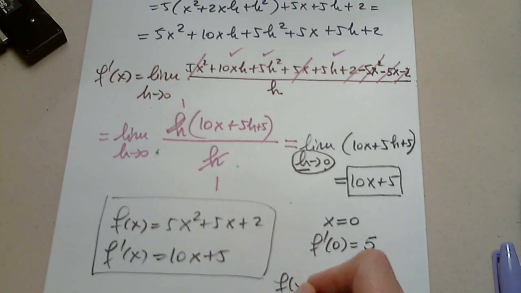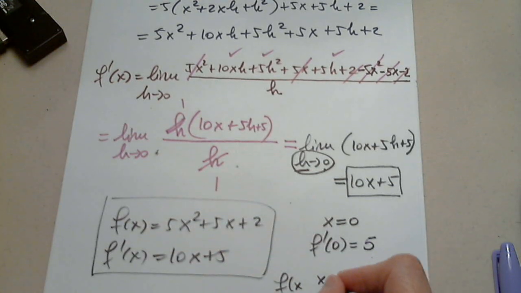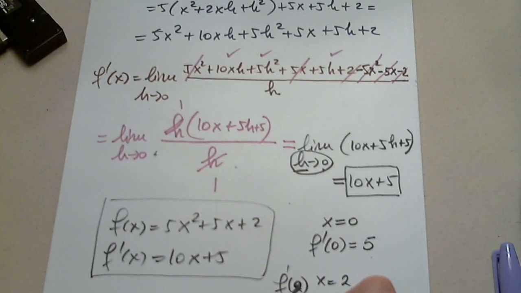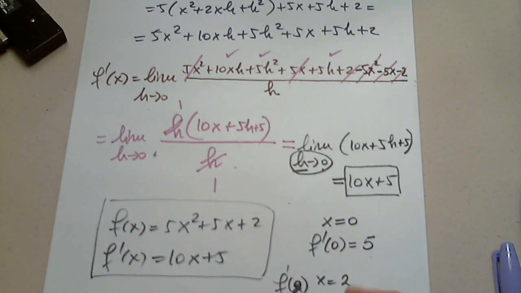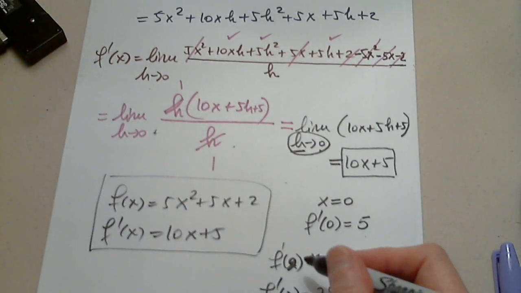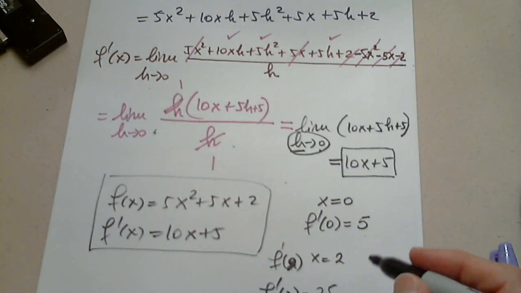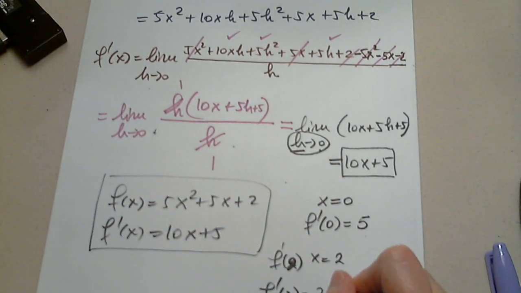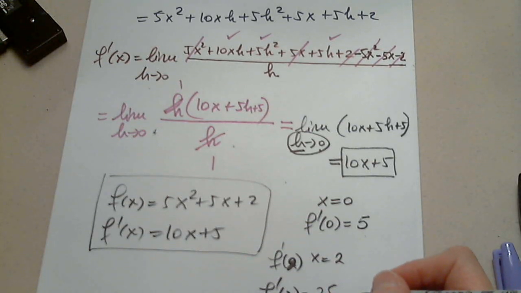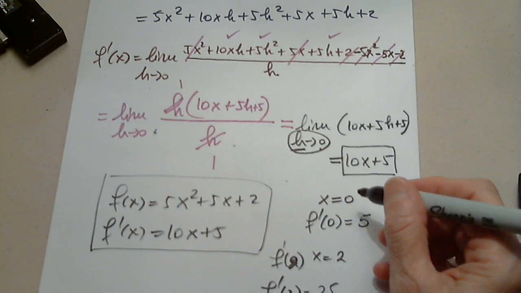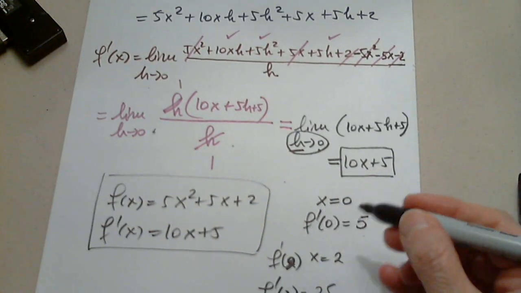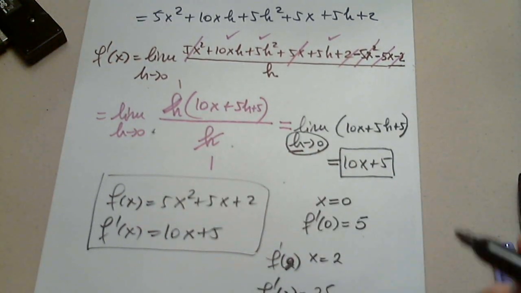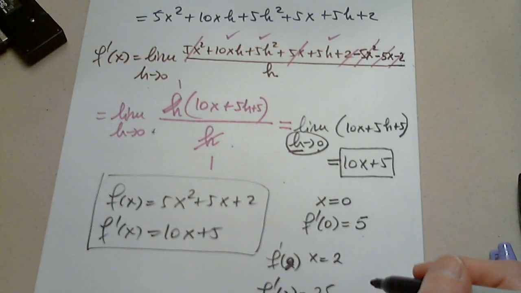What if I say when x is 2, what will you say f prime of 2 is? 25. 2 times 2 times 5, 25. What does this mean? At 2 p.m. today, the stock of Apple, I don't know why I picked Apple, increased by $25. At midnight, the rate of change of this function was 5 at x equals 0. That's all it means. Any questions?